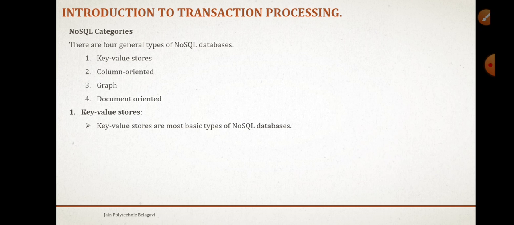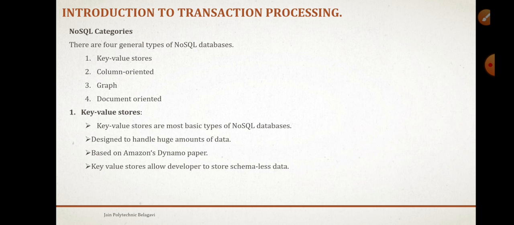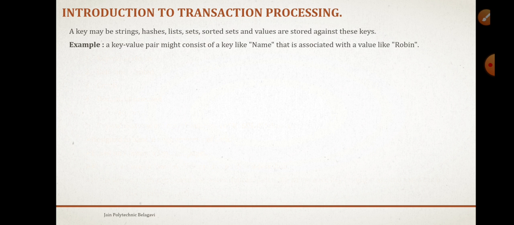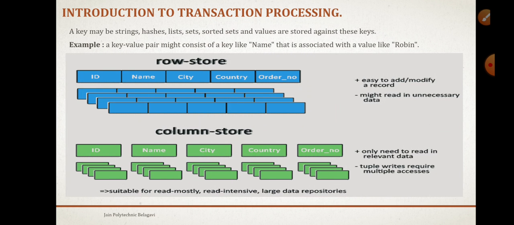Key value stores. Key value stores are the most basic types of NoSQL databases, designed to handle huge amounts of data. Based on the Amazon Dynamo paper, key value stores allow developers to store schema-less data. In the key value storage, the database stores data as a hash table where each key is unique and the value can be a string, JSON, or blob. A key may be strings, hashes, lists, sets, sorted sets, and the values are stored against these keys.